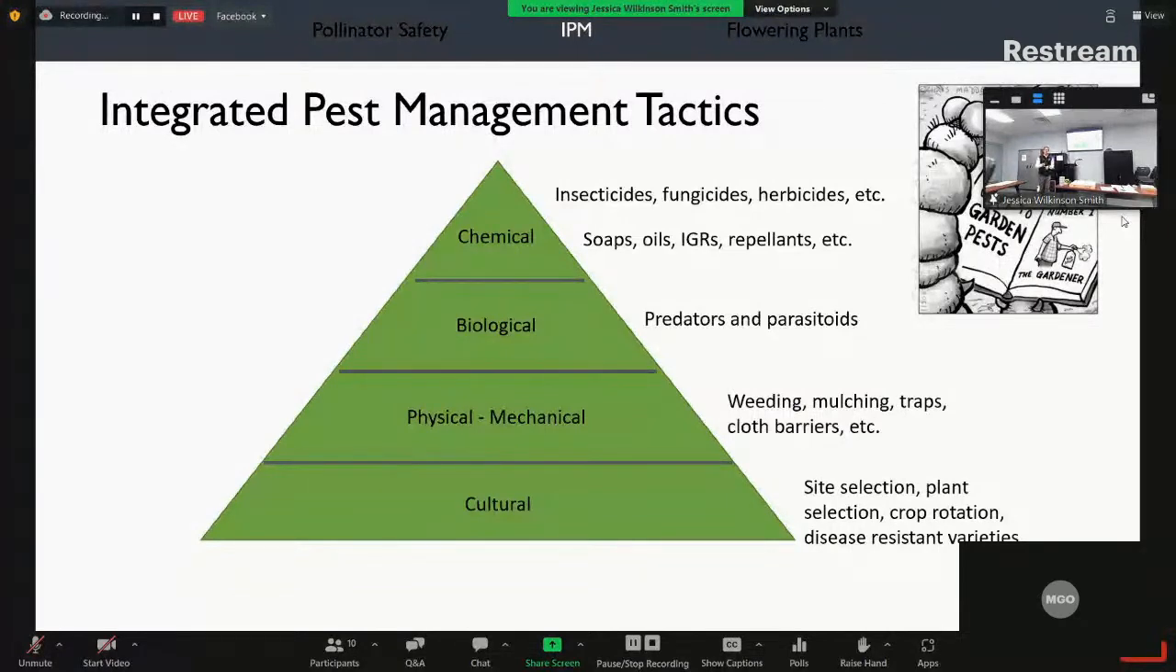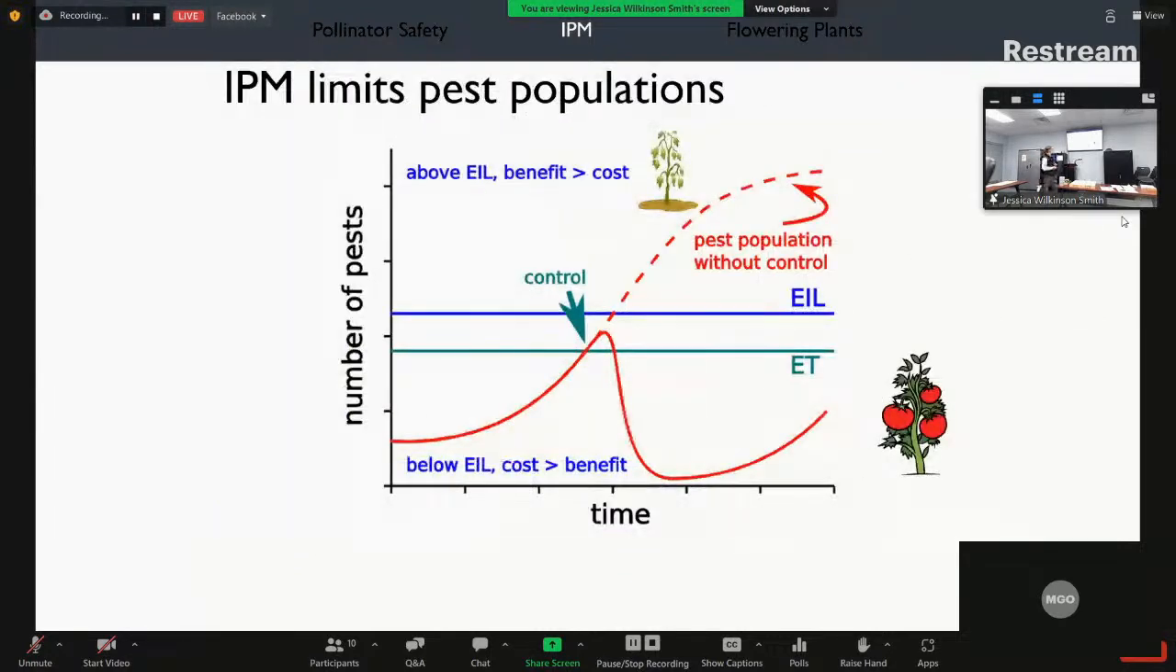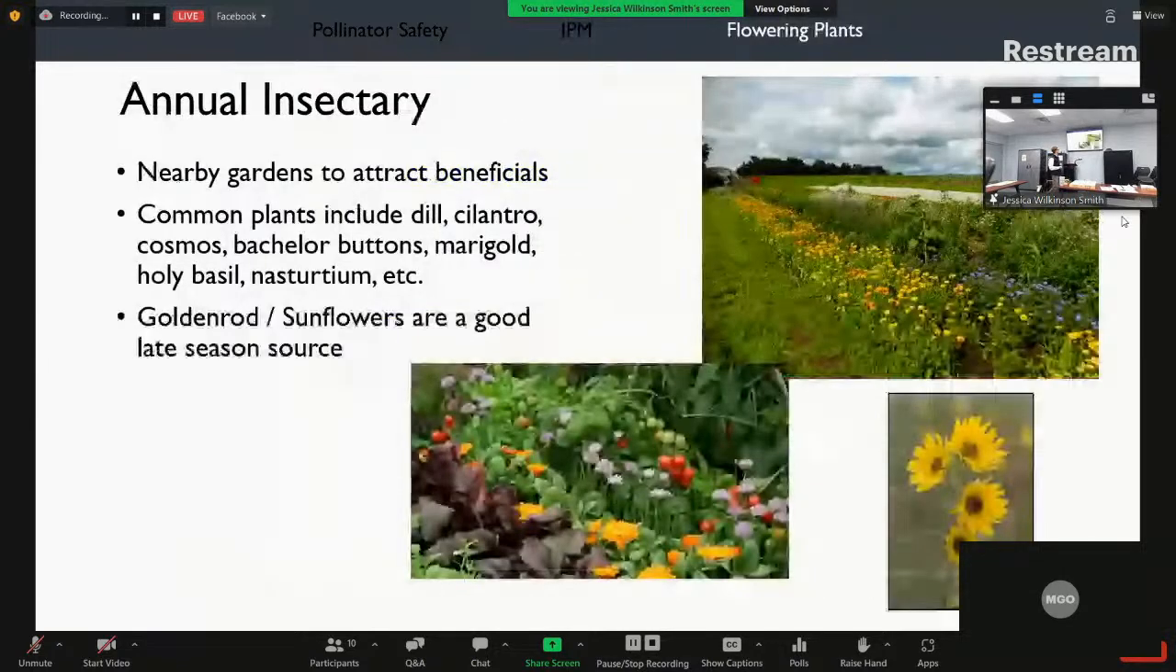If we put our garden bed in a shaded environment with poor drainage, we're going to get disease, right? We need good drainage. So a lot of these cultural practices are things that you are already thinking of. Physical and mechanical, so we're weeding, we're potentially using traps, but not for Japanese beetles. Biological is promoting our predators and parasitoids, and then the last option is some of our insecticidal soaps and insecticides.